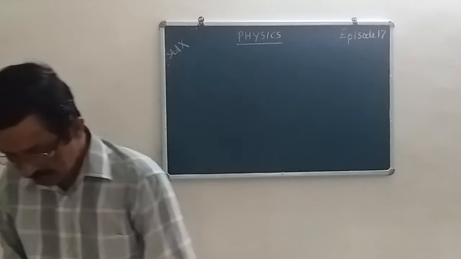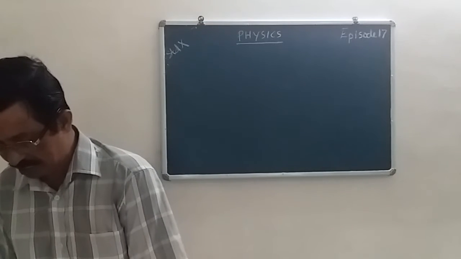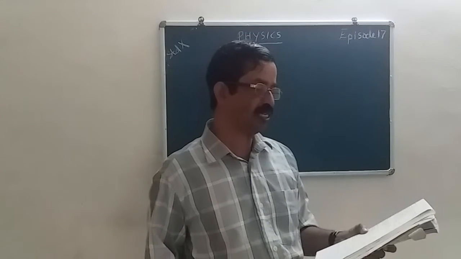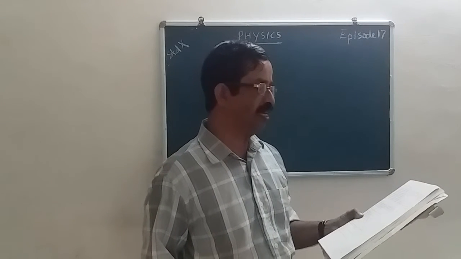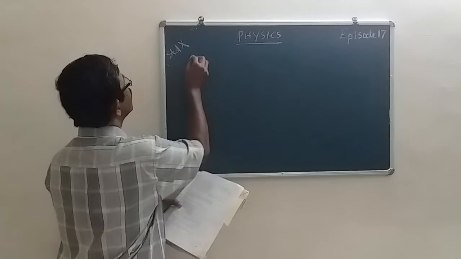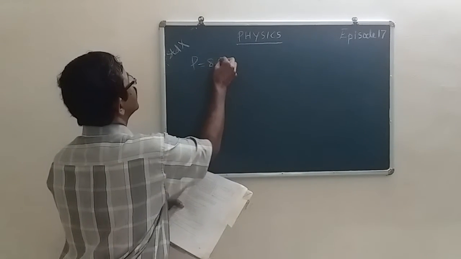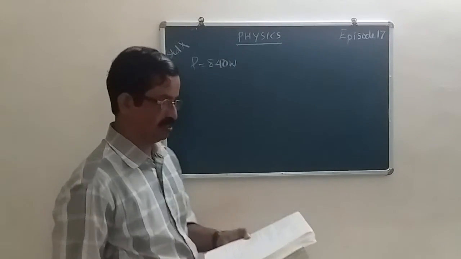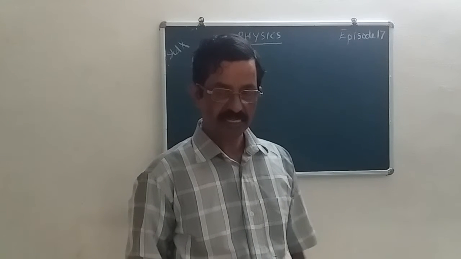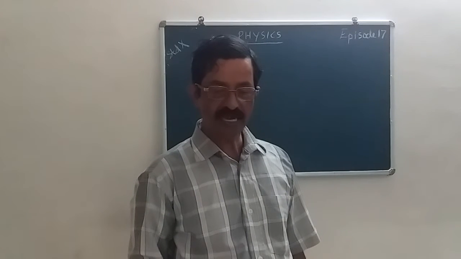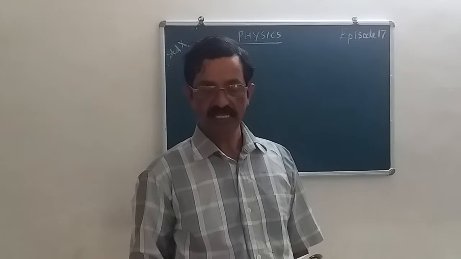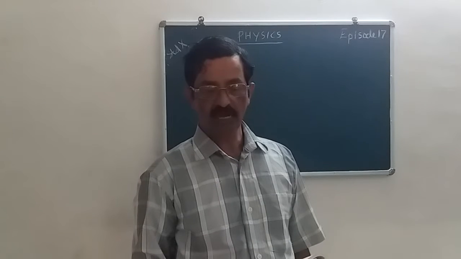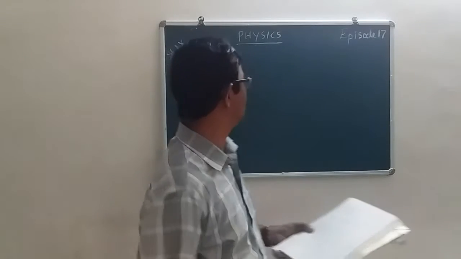See, the question given. The first one: an electric iron consumes energy at the rate of 840 watts when heating is at the maximum rate, and 360 watts when the heating is at the minimum. The voltage is 220 volt.